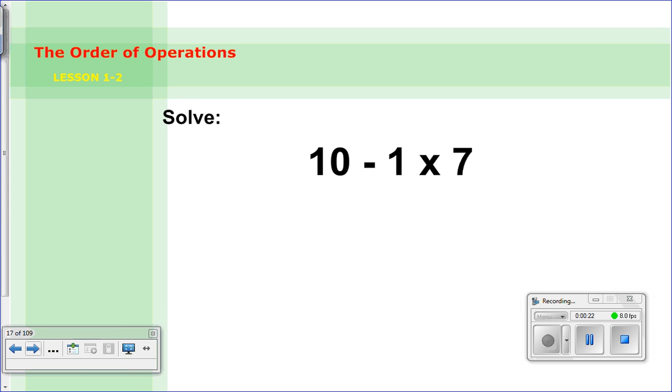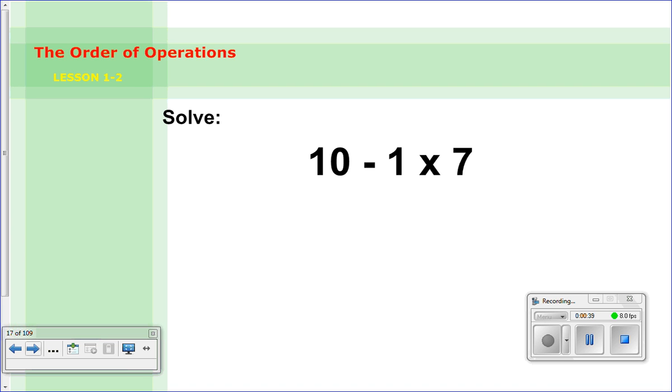Now, to begin, I have just something up here, 10 minus 1 times 7. And why don't you go ahead and solve that? However you want to solve it, just solve it right now. I'll wait. Or you could probably have paused me.